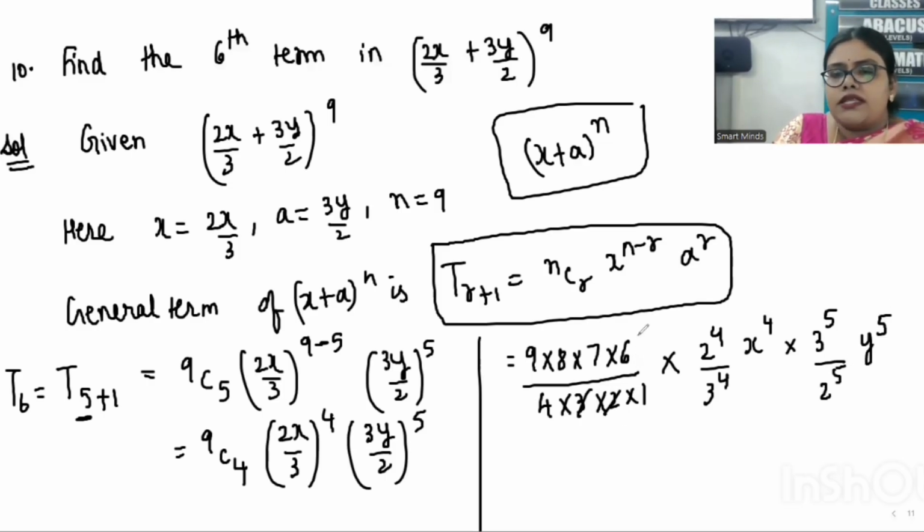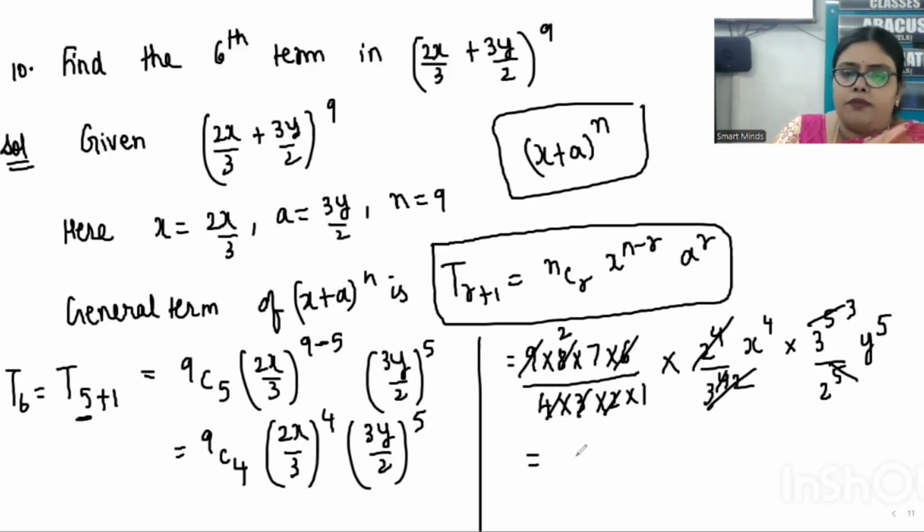So 3 2s are 6 and 6 cancel. 4 1s are 4, 2s are... And here 9 is 3 power 3 square, so this 9 and this 3 power 2 get cancelled. And then 2 power 4 and 1 2 power 4 get cancelled. So finally you will get, and here 3 square is there. 3 square and 3 square from here get cancelled.